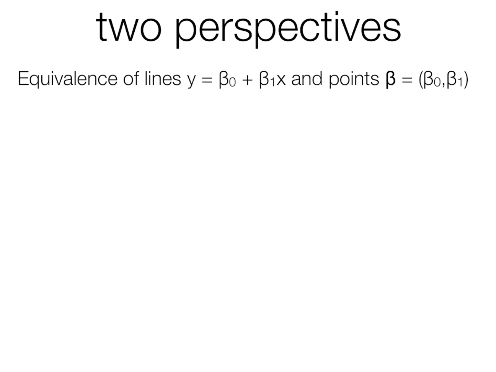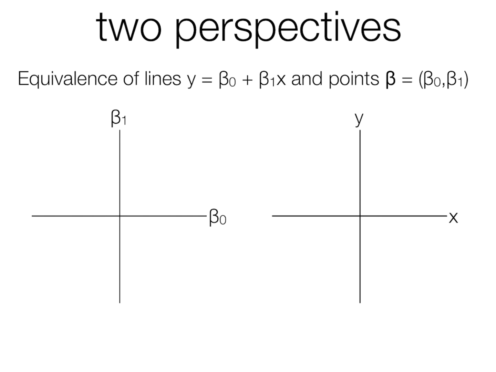This equivalence between lines and points actually has a really nice illustration that's associated with it in terms of two Cartesian coordinate systems. So here's the beta naught, beta 1 plane, and here's the xy plane, okay? The idea is that points in the beta naught, beta 1 plane are going to correspond to lines in the xy plane, okay?